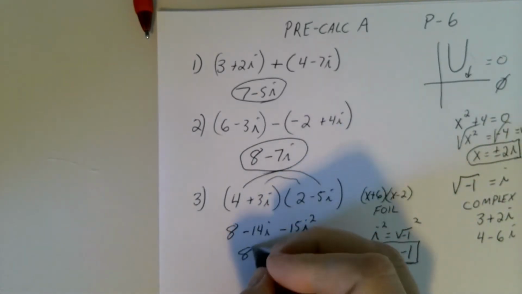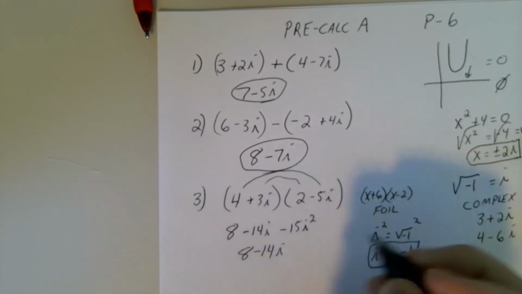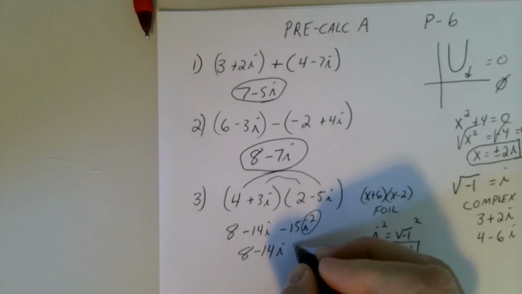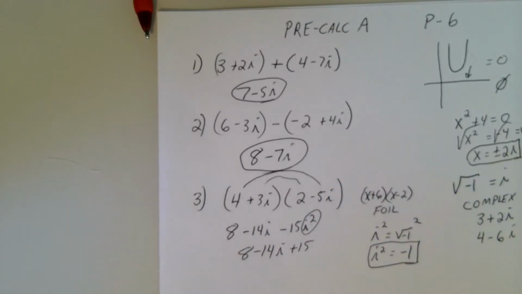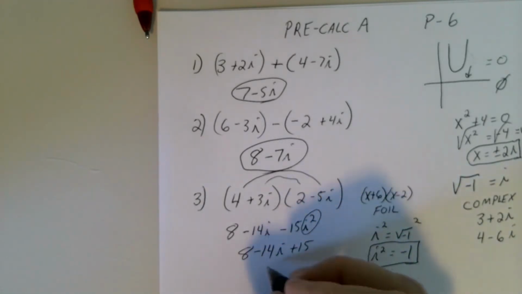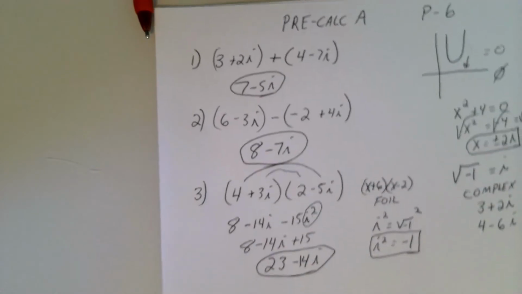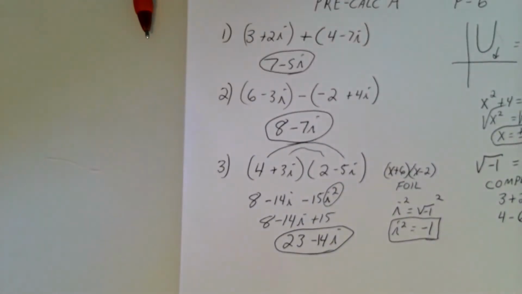So then I'd have 8 minus 14i. Since this is negative 1 times negative 15, that is positive 15. And then real parts and real parts, and I get 23 minus 14i. And that is my final answer mathematically.